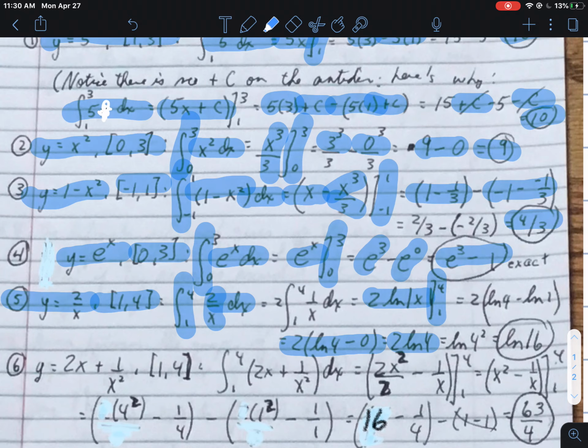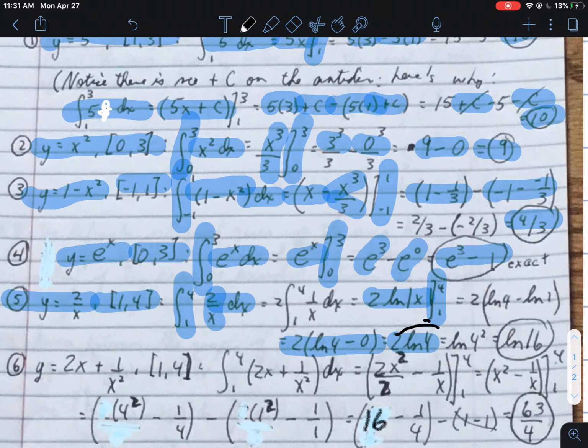I also rewrote it just to remind you of one of your properties of logs. Remember, if you have a constant multiple in front of a log, you can put that into the exponent of your argument. So 2 ln 4 is equivalent to the natural log of 4 squared, just bringing the 2 into the exponent. So I could then write that as natural log of 16. Right? But again, either way is fine.